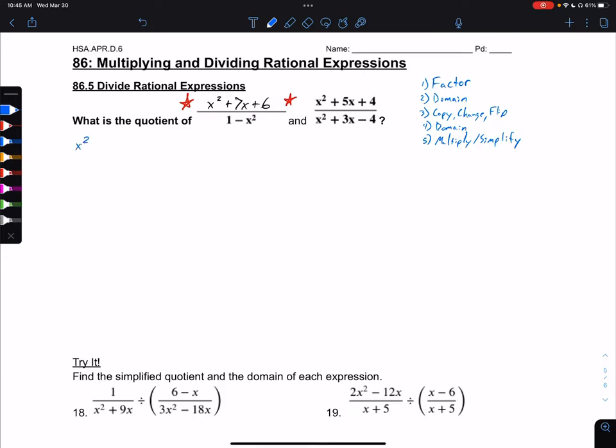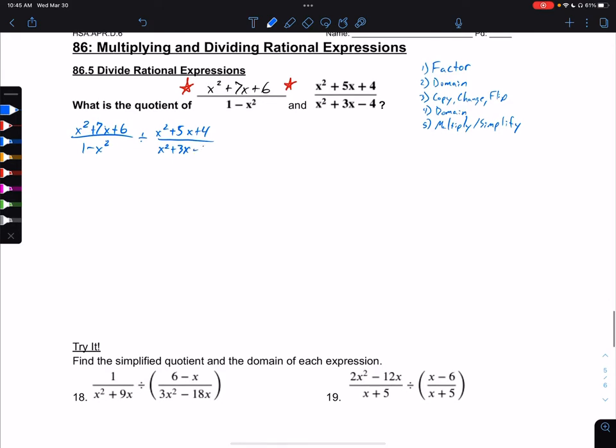So x squared plus 7x plus 6 over 1 minus x squared divided by x squared plus 5x plus 4 over x squared plus 3x minus 4. Hopefully the screen cooperates today.